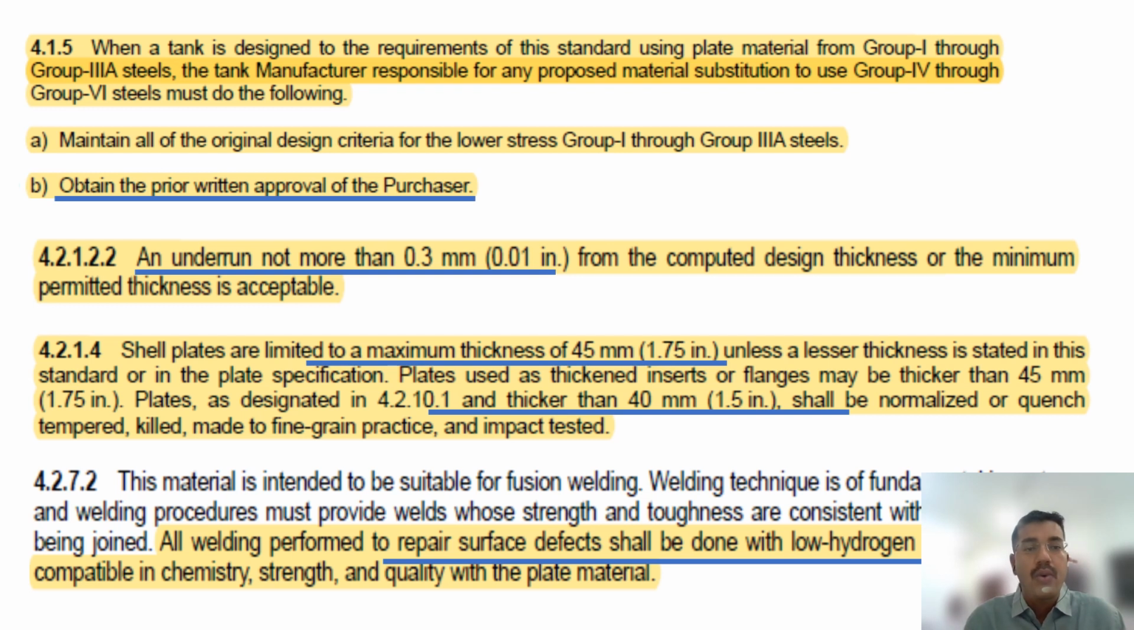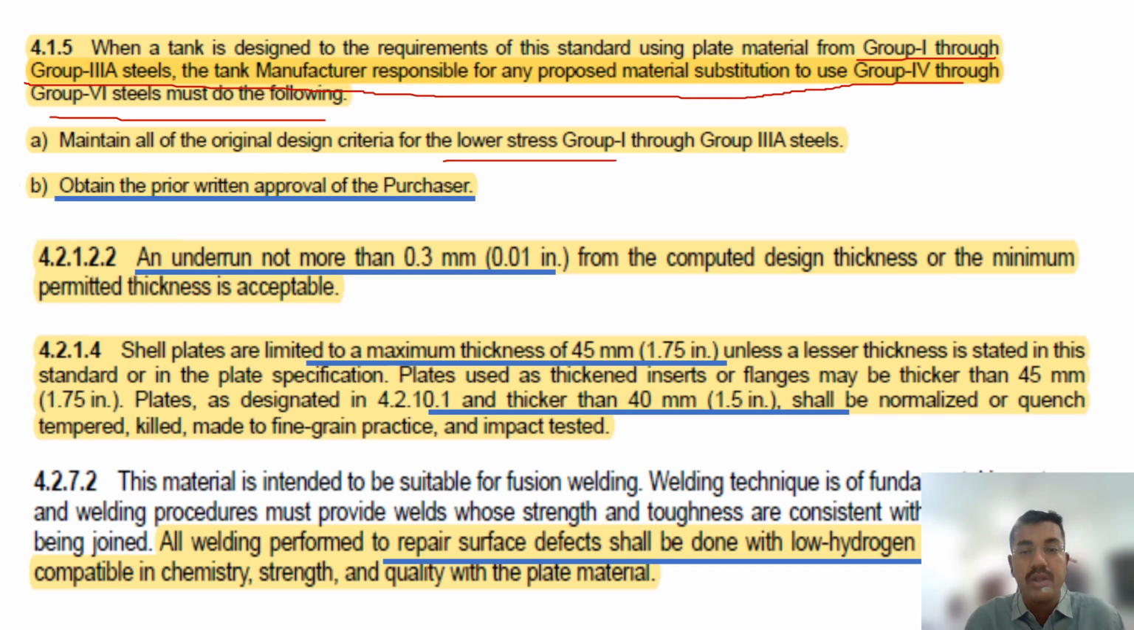Okay, so when a tank is designed to the requirements of a standard using plate material group 1 through group 3A, the tank manufacturer's responsibility for any proposed material substitution to use group 4 through group 6 is to do the following. So what are the substitutions? If I use group 4 to 6 instead of group 1 to 3A, what must be done? Maintain all the original design criteria for the lower stress group 1 through group 3A.